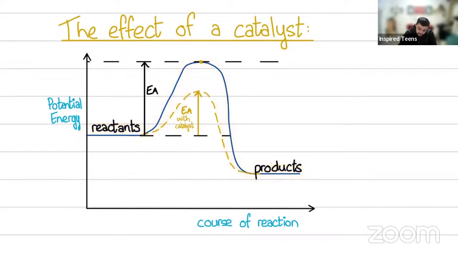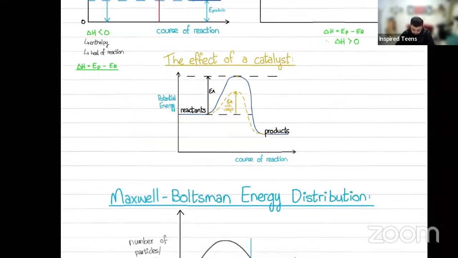and then with a catalyst, you can see that we start off with the same reactants, it just doesn't go all the way up to that old activated complex because the activation energy has been lowered, so it doesn't need to reach that high energy level. It's a quicker path and goes to the exact same products. So this is the effect of a catalyst.